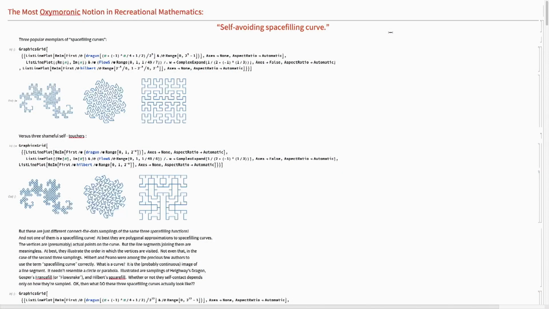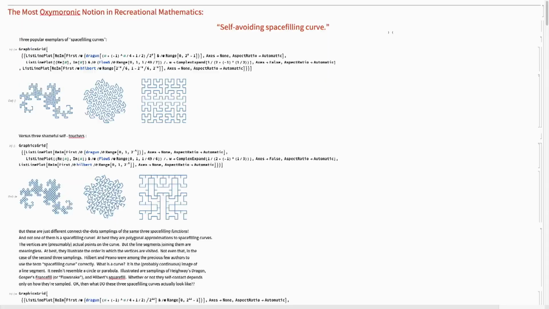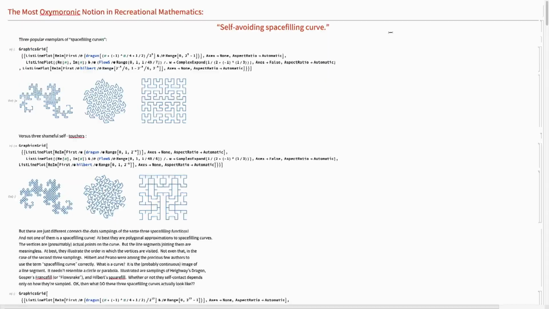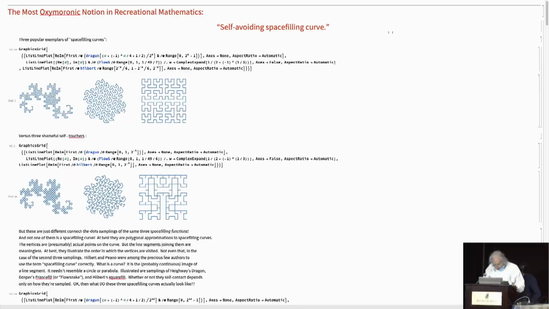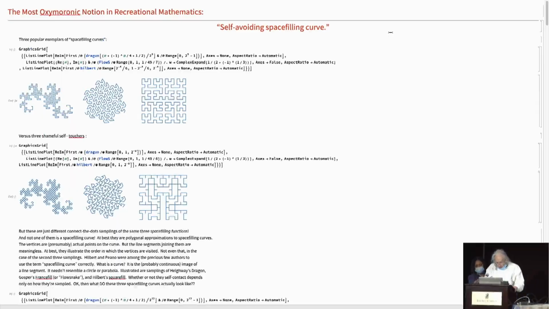Math popularizers would describe these as self-avoiding space-filling curves. It turns out there's two problems with that idea. Problem one, there's no such thing as a self-avoiding space-filling curve. And the other problem, whoa, what's going on here?